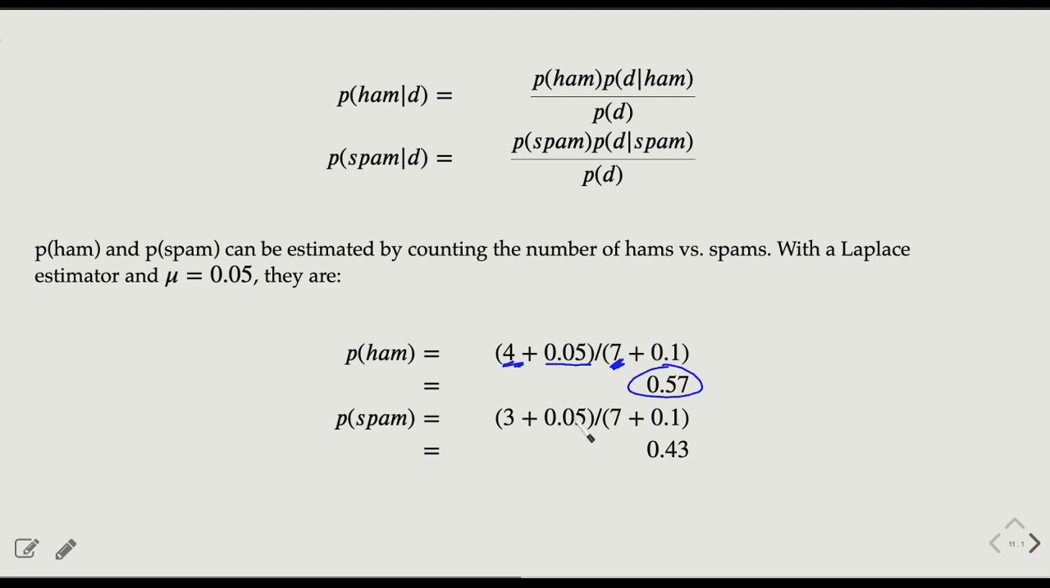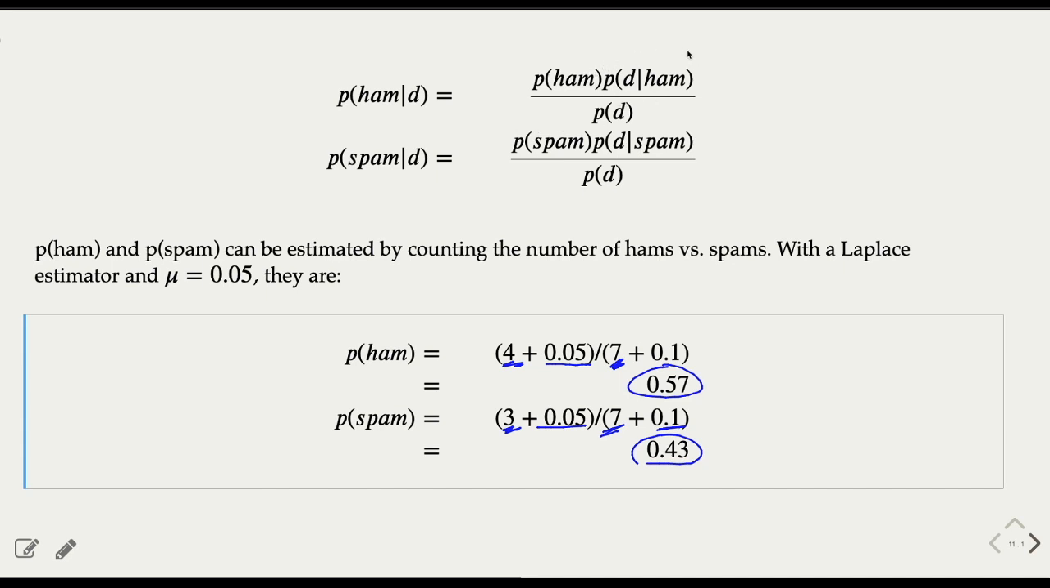What is the probability of spam? Likewise, 3 spam in the collection of 7 emails, right? So it should be 3 divided by 7, but then we use the Laplace estimator, so we add some small values to the numerator and denominator, and so 0.43 is the probability of a spam. So we have computed P(ham) and P(spam).